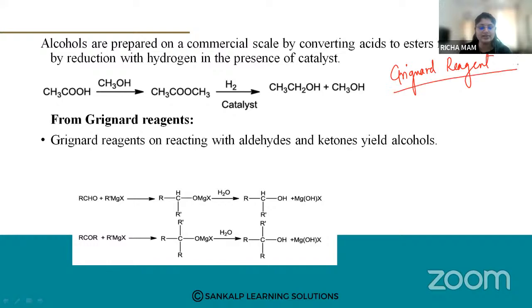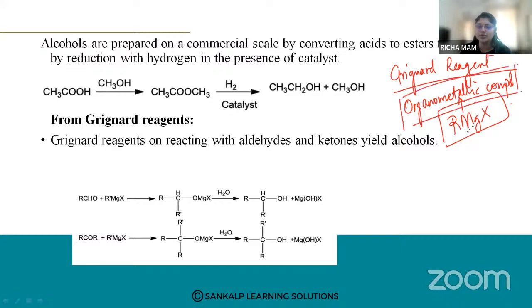Grignard reagent is an organometallic compound. Now what is that organometallic compound? It is RMgX. RMgX is called an organometallic compound. So Grignard reagent, or organometallic compound, is RMgX.